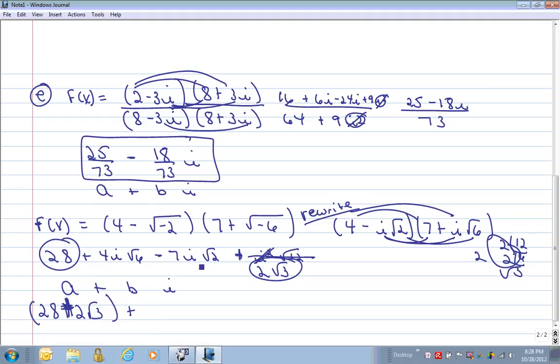All right, they share an i. The i is going to go out here on the outside. So the i is gone, and we have 4 square roots of 6 minus 7 square roots of 2, i. And that is our answer. Sorry that's so messy. So make sure that we are in the correct form.